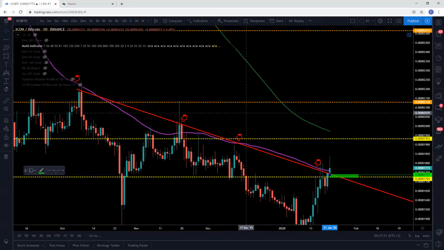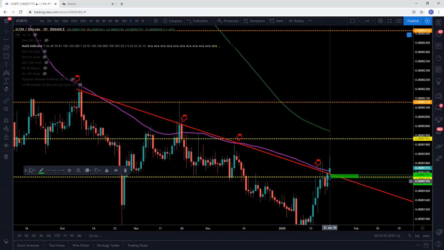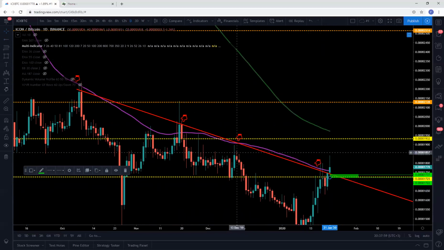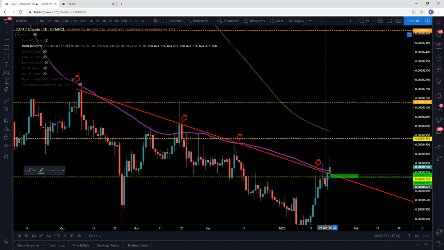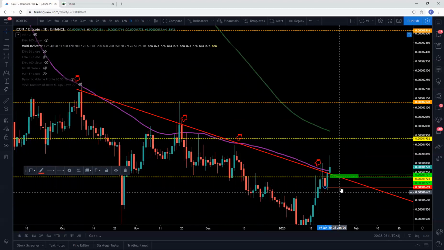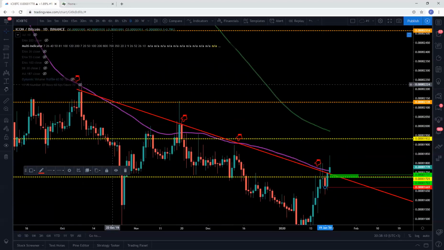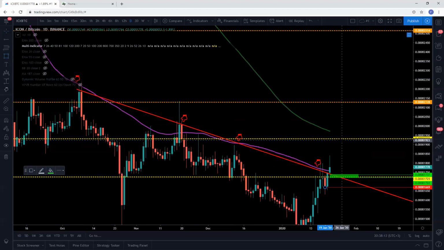So my entry will be something around this zone, and I will be placing my stop loss. I will be hiding my stop loss below this with some kind of timeout. Also, I will use 3Commas and I will set some timeout. Then first I am planning my trade. So I will be targeting this zone, this zone. This is my first target zone.